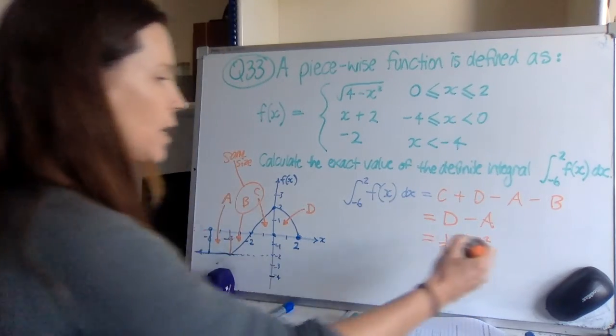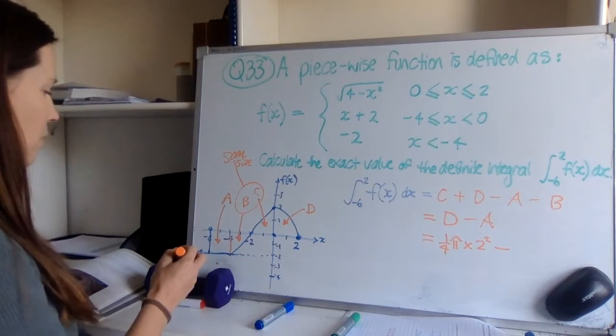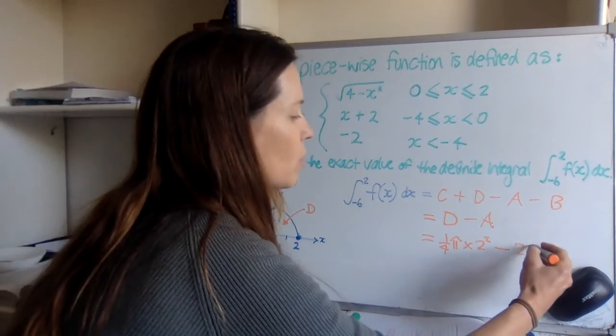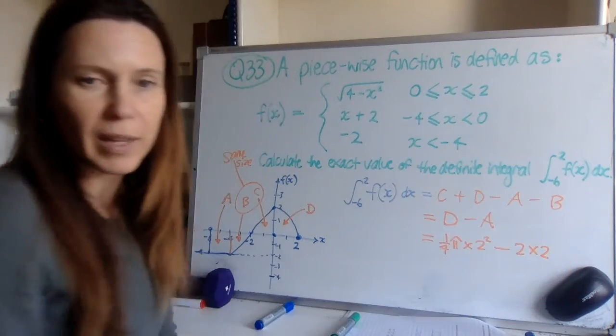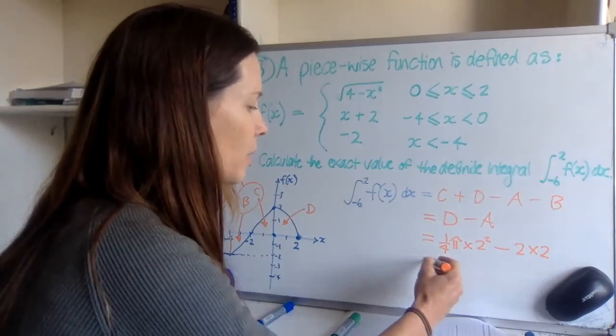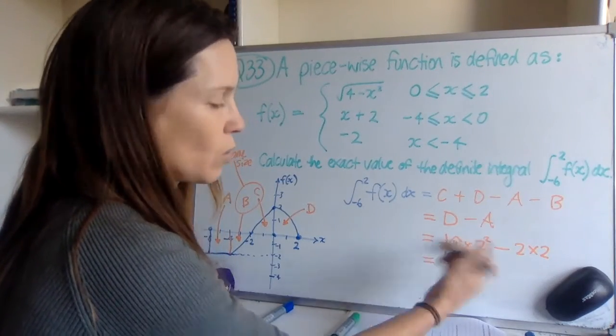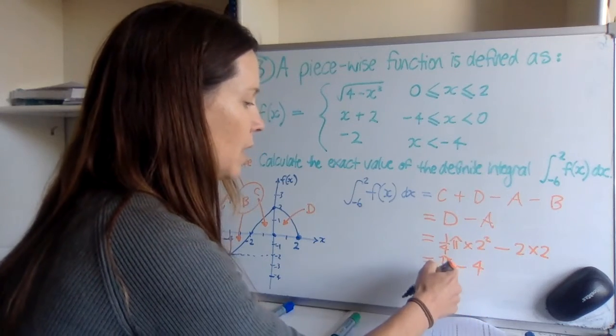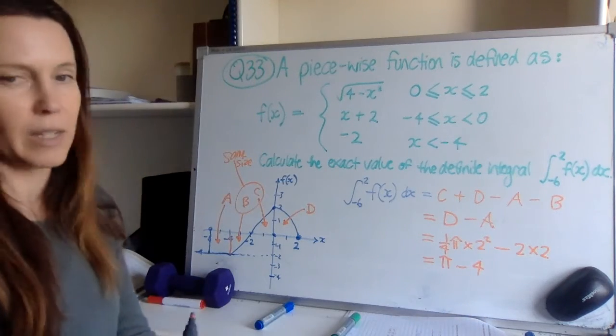And we need to subtract A. A is just a rectangle. It's got a height of 2 and a base of 2. So it's 2 times 2, and I've deliberately put that in there rather than put 4, so it's really clear how I calculated this. So I've got 4 quarters, which is 1, that just gives me pi, minus 4. And that is the value of my definite integral.